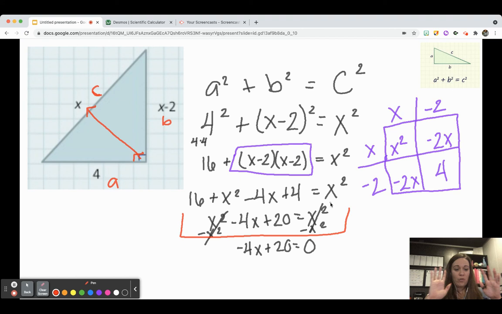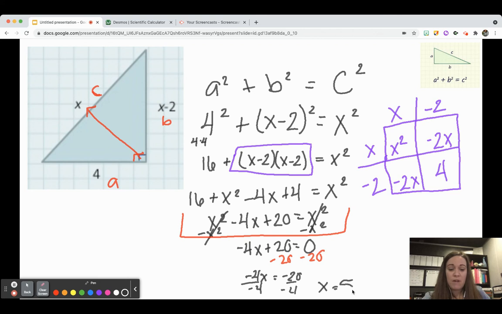All of that is the work. Now, if I gave you this two-step equation, you should definitely be able to handle solving it. What is the opposite of adding 20? Subtracting 20. There you go. So we have negative 4x is equal to negative 20. Divide by negative 4, divide by negative 4. So x is equal to 5.